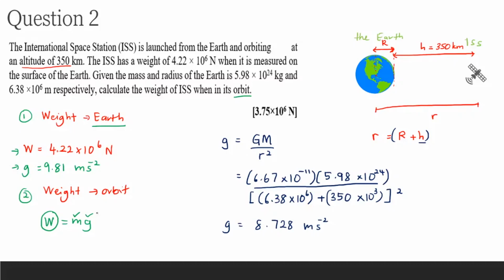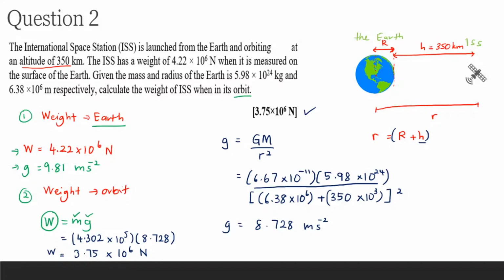And using this information, using this answer, we can calculate weight of ISS at the orbit. Mass of ISS is 4.302 exponent 5, g 8.728. And lastly, weight at the orbit is 3.75 exponent 6 Newton. Okay, so we got the answer correct. Okay, last question. I have another question here.